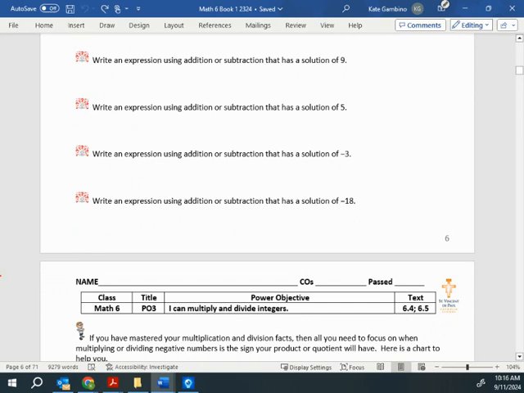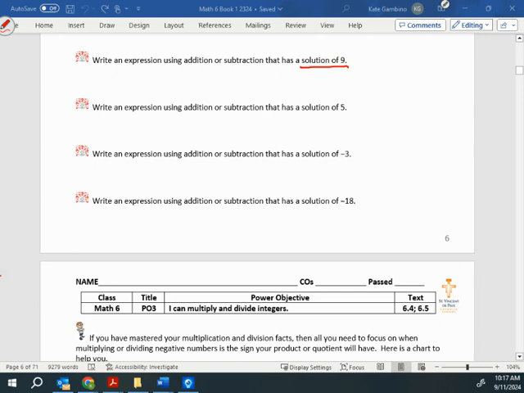And then it says write an expression using addition or subtraction. An expression doesn't have an equal sign to it. That's an equation. So an expression is just we're adding or subtracting these 2 integers. You don't have to give me the answer, because that's what the solution is. The solution of 9 means the 2 integers I give with the adding or subtraction will equal 9. Who can give me an expression that would have a solution that would equal 9?